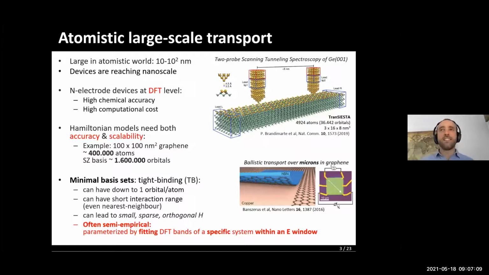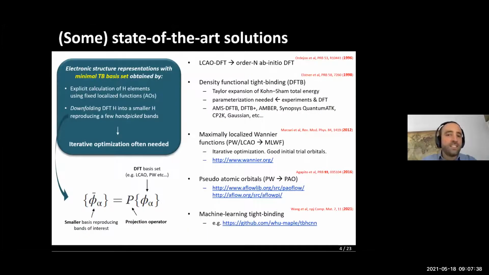The downside, in a sense, is that it's not the most accurate model. Very often, it's not very accurate and not so transferable, because very often the elements of the Hamiltonian matrix are found by fitting the bands from DFT or another ab initio calculation for a very specific system within an energy window. But of course, there are many other different solutions, which I'm listing here. Of course, it's a non-exhaustive list of possible state-of-the-art solutions. And I'm not going to describe all of them in detail, of course.